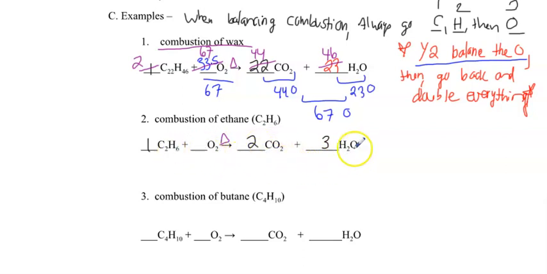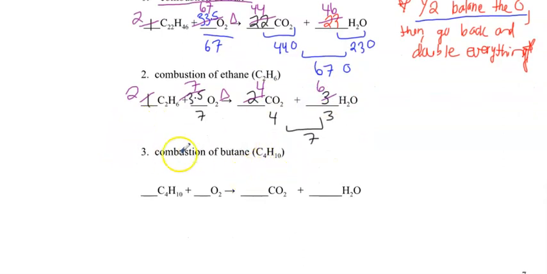So come over to your product side. 2 times 2 is 4 oxygen. 3 times 1 is 3. That gives me 7 oxygen. How do I get 7 right here? 2 times what is 7? Let's go 3.5. So right now we've got the right ratio, but we can't have that half, so let's go back and double everything. So I'm going to need 2 ethane molecules plus 7 oxygen molecules, and that will give me 4 carbon dioxide and 6 water.